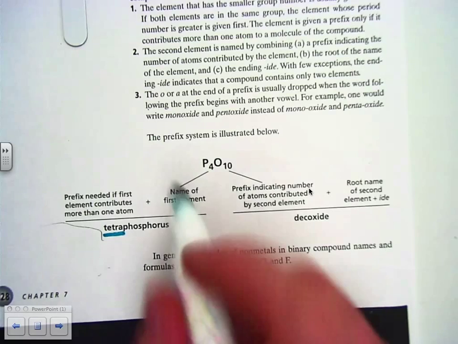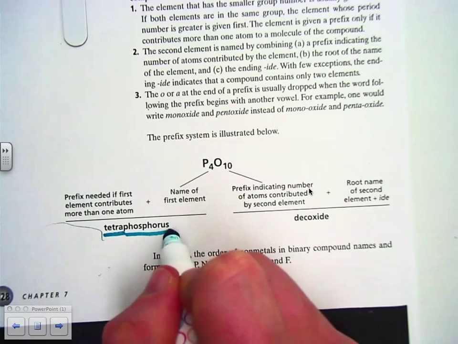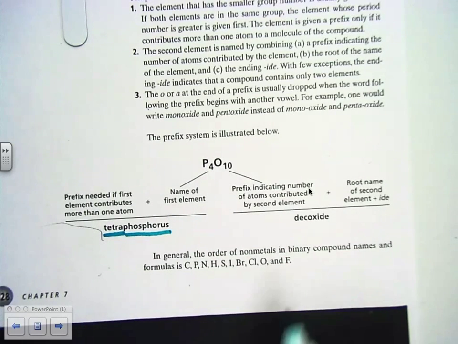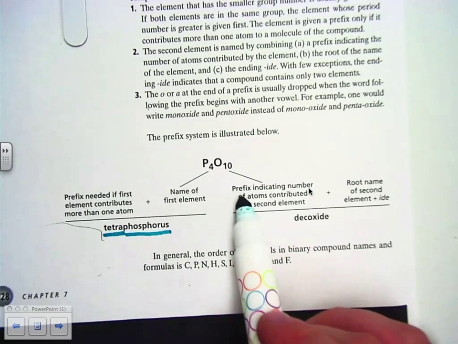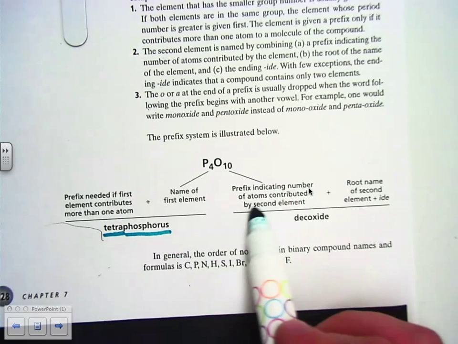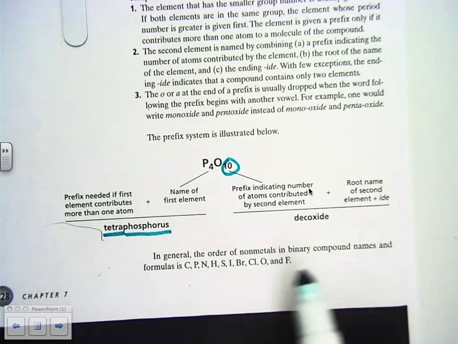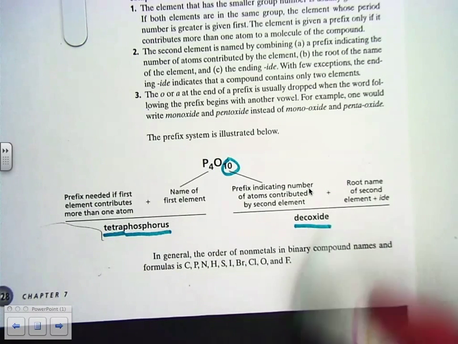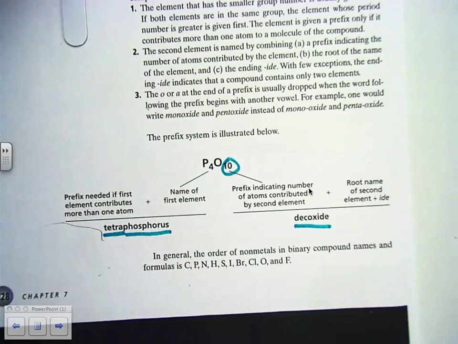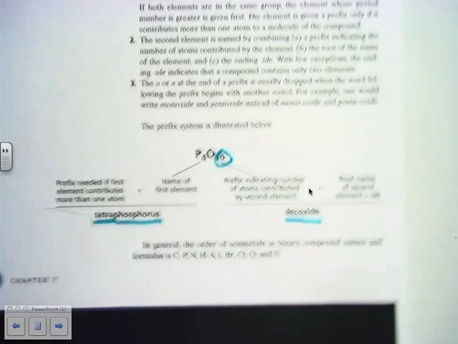for 4, phosphorus, tetraphosphorus. And the second one, the prefix indicating the number of atoms contributed by the second element, is deca, that is deca, decoxide: prefix, root name, plus ending. Okay, so tetraphosphorus decoxide. Please go to page 229, and please go to the next video.